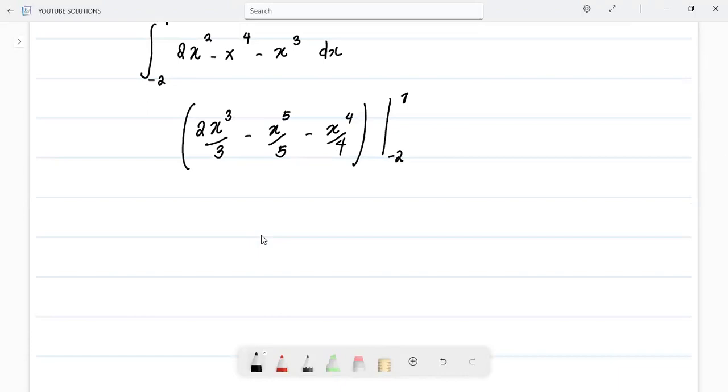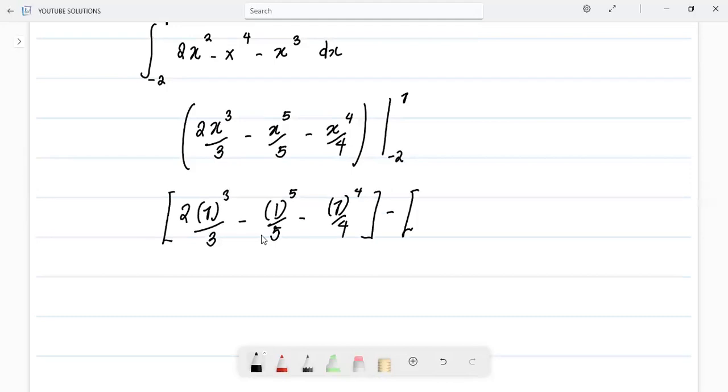Okay, so we substitute the upper limit first. So we substitute 2 times 1 cubed over 3 minus 1 to the power 5 over 5 minus 1 to the power 4 over 4. That's for the upper limit. Minus the lower limit, we have 2 times negative 2 to the power 3 over 3 minus negative 2 to the power 5 over 5 minus negative 2 to the power 4 over 4.